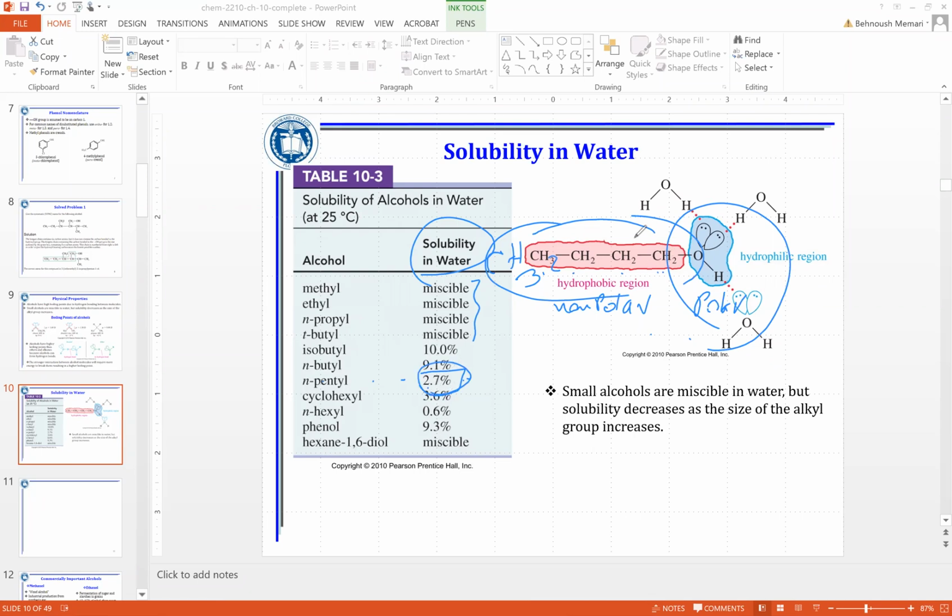So the cutoff is 4 carbons. Less than 5 carbons is going to be soluble. More than 5 carbons, even though it's a polar molecule, is not going to be soluble because of the long carbon chain that you have.